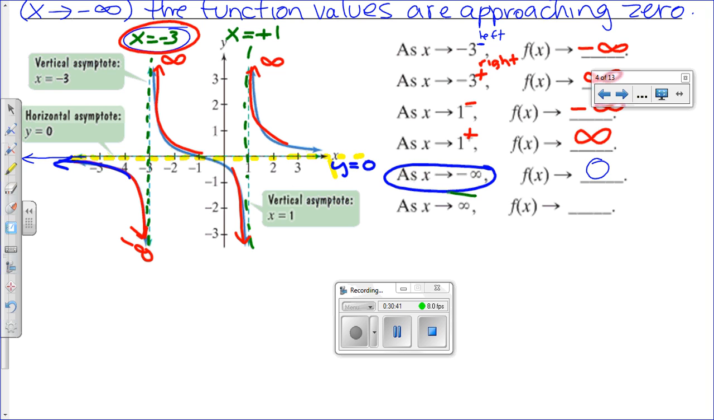And now for the next one, as x approaches infinity, that means that it goes in this direction. The x values get larger. We're also going to say that the y values are approaching 0.